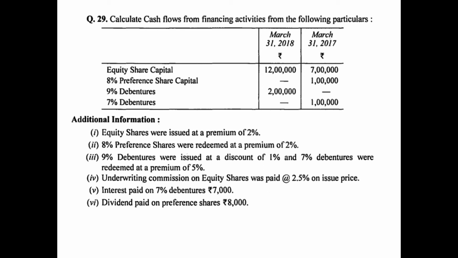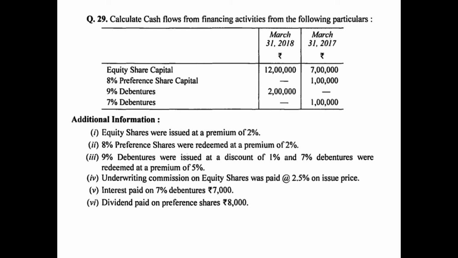Then the second part of this point says 7% debentures were redeemed at a premium of 5%. So that means the 1 lakh face value of debentures which is being repaid or redeemed in the current year is redeemed at a premium of 5%, means 5% more. So 5% of 1 lakh will be 5,000 and 1 lakh is the face value. So that means debentures have been redeemed at 1 lakh 5,000. So this is a cash outflow. It will be deducted under the financing activities.